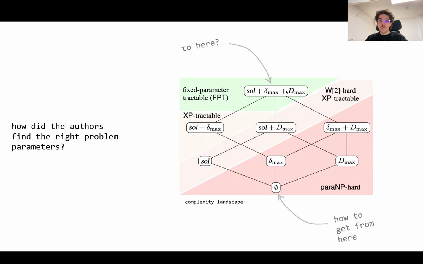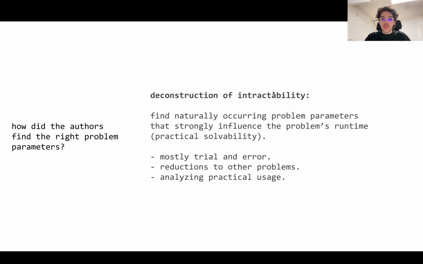So how did they actually come up with these three parameters that made them achieve fixed parameter tractability? And how did they get from here, no parameters, to these three? So the approach is called the deconstruction of intractability. It's essentially just trial and error and trying to break the problem down into smaller parts that we observe have a strong influence on the runtime, which is mostly done through using algorithms and looking at the data you're dealing with in practice.